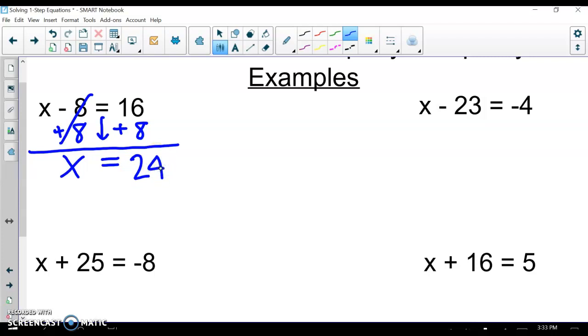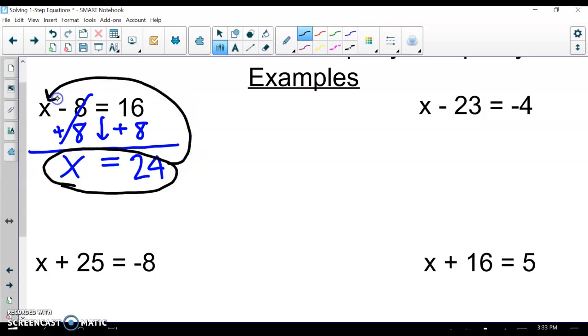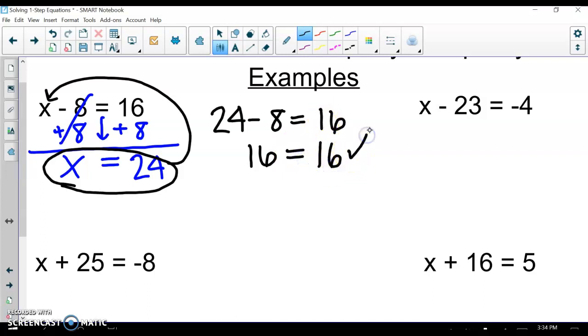Now let's take a moment. We're not going to go on to the next example yet because I want to make sure that this answer is true, that this is the correct solution. So I'm going to take x equals 24 and plug 24 back in for x here. If I do that, I replace x with 24: 24 minus 8 is equal to 16. Well, let's check if that's true. 24 minus 8 is equal to 16. Then we get 16 is equal to 16. Is that statement true? Always true. Great, that means we got the right answer.